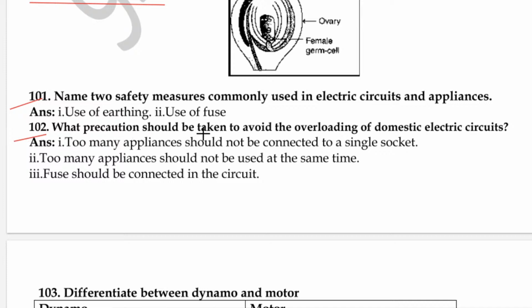What precautions should be taken to avoid the overloading of domestic electric circuits? Precautions which should be taken are: number 1, too many appliances should not be connected to a single socket. Too many appliances should not be used at the same time, and the fuse should be connected in the circuit.